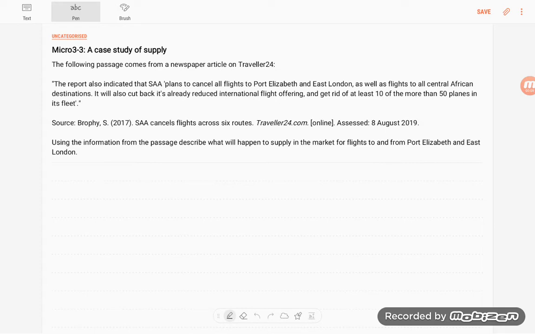The report also indicated that SAA plans to cancel all flights to Port Elizabeth and East London, as well as flights to all Central African destinations. It will also cut back its already reduced international flight offering and get rid of at least 10 of the more than 50 planes in its fleet. This passage comes from an article published on Traveller 24 entitled SAA Cancels Flights Across 6 Routes.